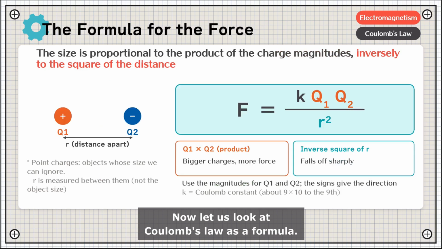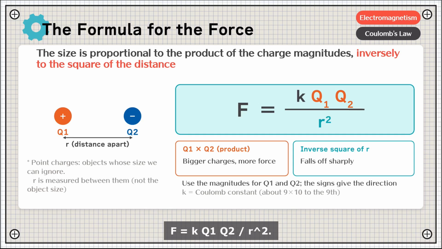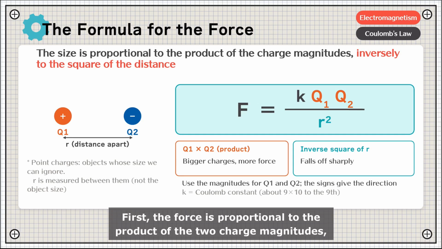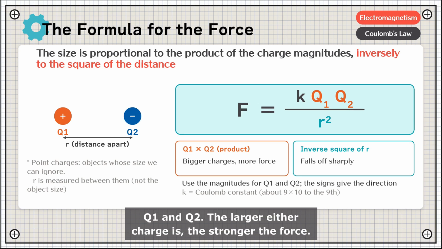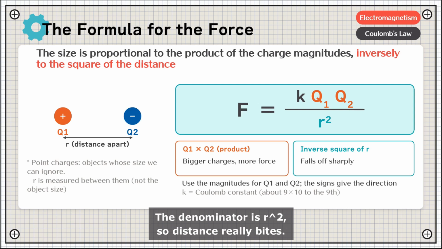Now let us look at Coulomb's law as a formula. The size of the force F between two charges can be written like this. F equals k times Q1 times Q2 divided by r squared. There are only two important points. First, the force is proportional to the product of the two charge magnitudes, Q1 and Q2. The larger either charge is, the stronger the force. Second, the force is inversely proportional to the square of the distance r between them. The denominator is r squared, so distance really bites.